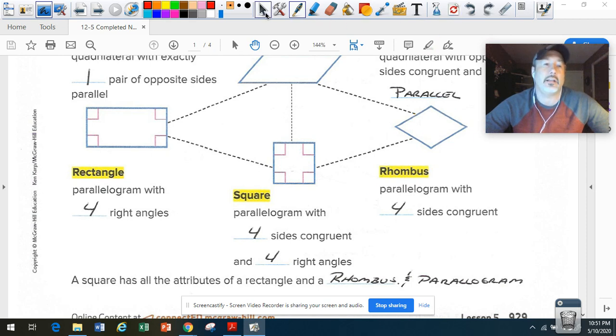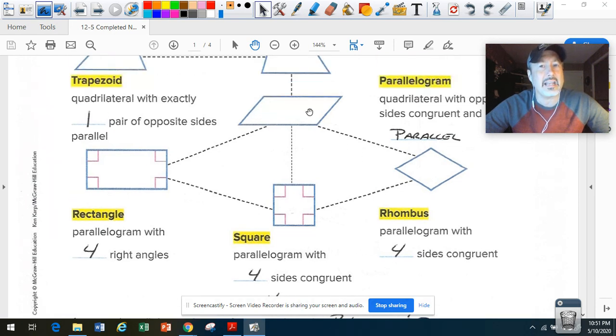So let's continue on down here. It says a square has all the attributes of a rectangle, a rhombus, and a parallelogram. So we could say a square is a rectangle, a square is a rhombus, a square is also a parallelogram. But a rectangle is not a square, a rhombus is not a square, and a parallelogram is not a square. So there are different ways to look at this. But I can say this though, I can say a parallelogram is a rhombus. Okay? And I can go back and forth here. So there are different ways to look at all this.